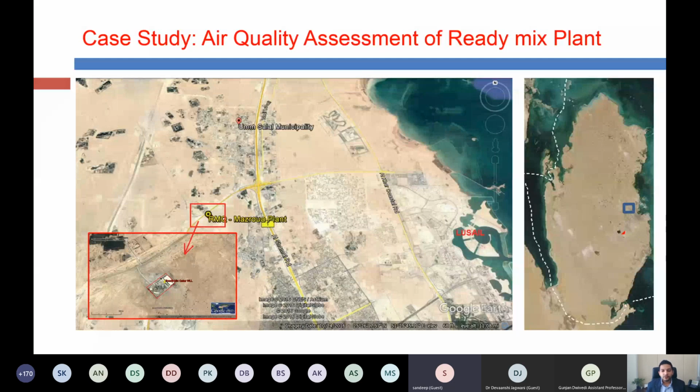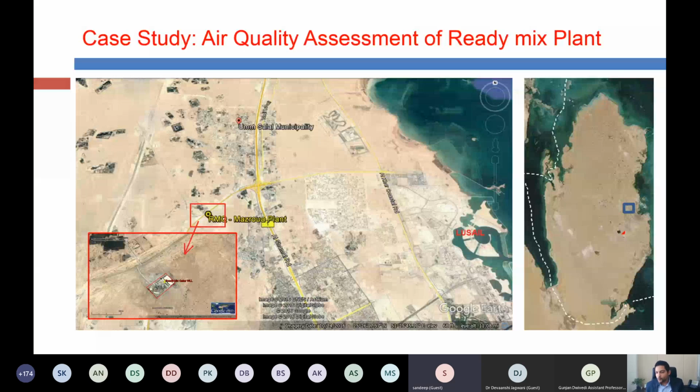Okay. So what we have done here is I'm just taking one case study for a ready mix plant. Such assessments are done for various industries such as metal industries, oil and gas industries, then surface coating industries. But just to take a basic example of a ready mix plant, which is basically manufacturing of concrete. It's quite a simple process, and the pollutant that we will focus on here is particulate matter.